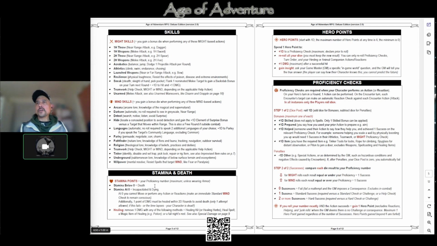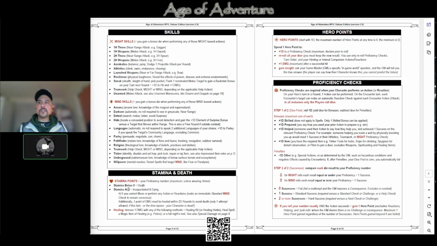Stamina and death. Age of Adventure is quite a lethal system. Your stamina is your proficiency number. So our archer would have a stamina of 4 with a proficiency number of 4. If their stamina goes below 0, they're dead. There's no resurrection. Well, there's none in my game and none in the rules as written. So that character is finished.